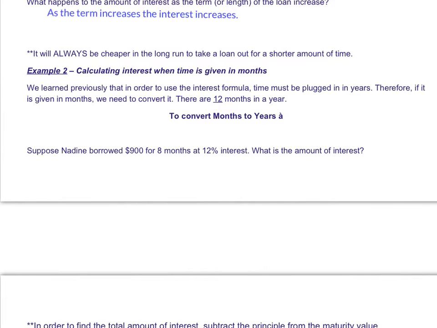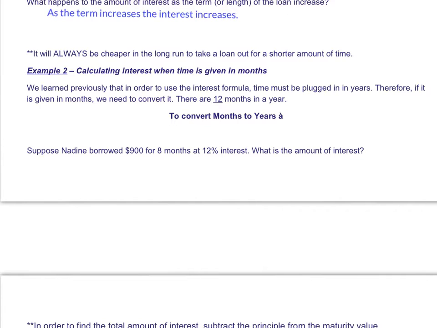Example 2 says calculate the interest when time is given in months. We learned previously that in order to use the interest formula, time must be plugged in as years. Therefore, if it is given in months, we need to convert it. There are 12 months in a year, so to convert the months to a year, let's look at this example. Suppose Nadine borrowed $900 for only 8 months at 12% interest. What is the amount of interest?